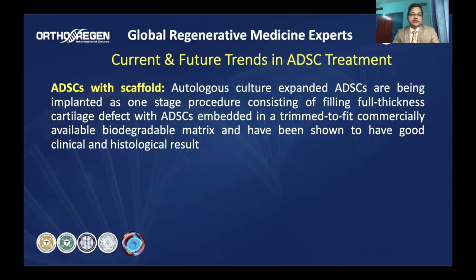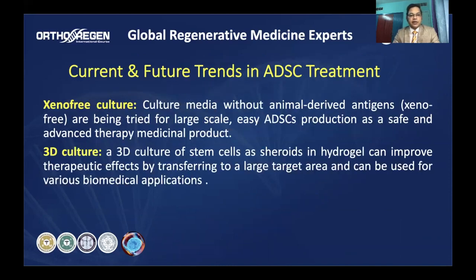Although now some clinical trials at some universities have been approved by the regulatory authorities. So what is the future for stem cells? Now adipose derived stem cells are being used with a scaffold. If there is a full thickness cartilage defect, and you use a biodegradable matrix as a scaffold embedded with adipose derived stem cells, the results have been shown to be good. Now there is also an attempt to use gene-free culture, without animal derived antigens, to produce cells on a large scale and make it safer. Now 3D printing has come up, and 3D culture of stem cells as spheroids in hydrogel has been shown to improve outcomes and to transfer the stem cells to a large targeted area.